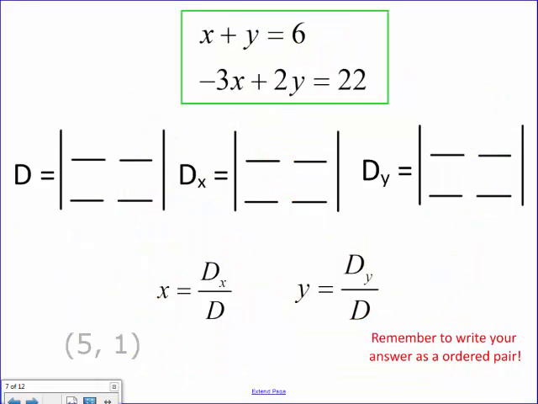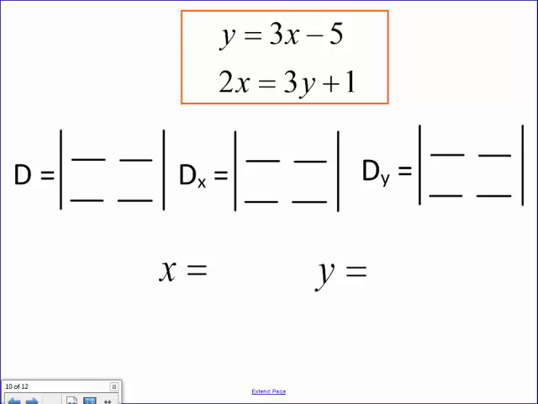So let's do one more of these. What about something like this? What do we notice right off the bat? All my equations, they're not in standard form. So I need these guys with the x and the y on the same side. So look up top. How can I get the x and the y on the same side?